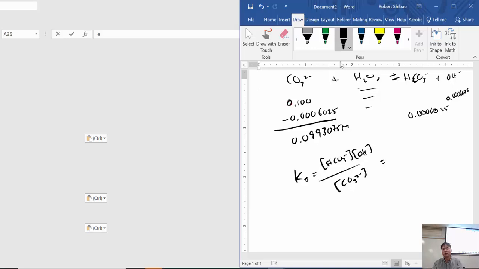And so what does that come out to? I'm just going to punch in the numbers here. So this, I'm just going to square that, divided by 0.0993075. And so I get a Kb value that is going to be 3.65 times 10 to the minus 6. This is the Kb value for carbonate. All right. What is the accepted Kb value?